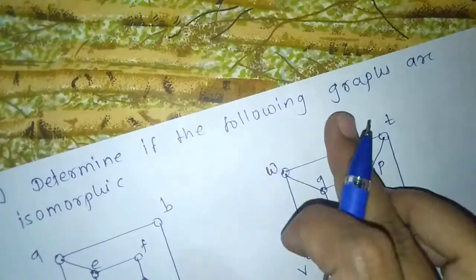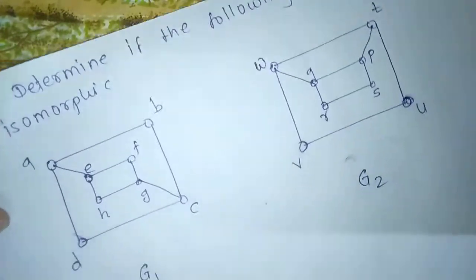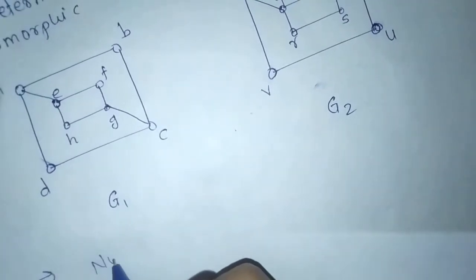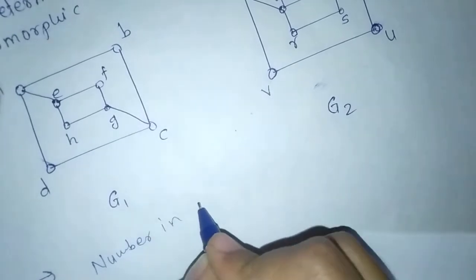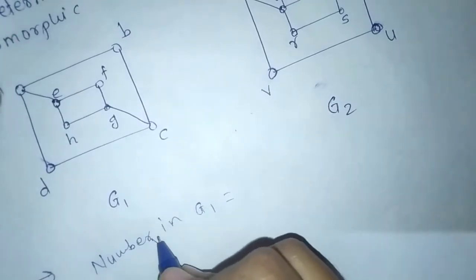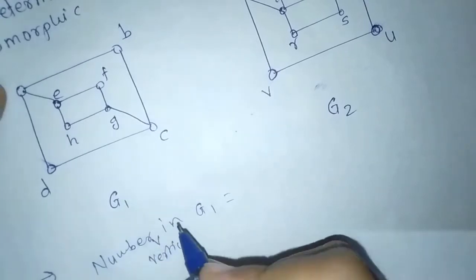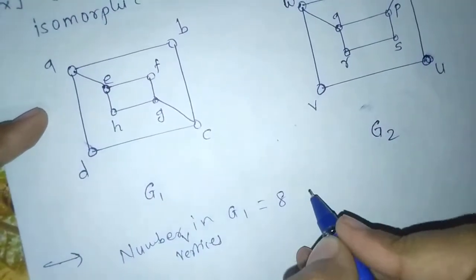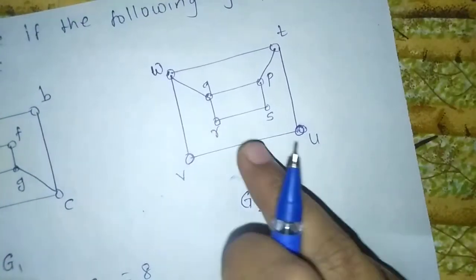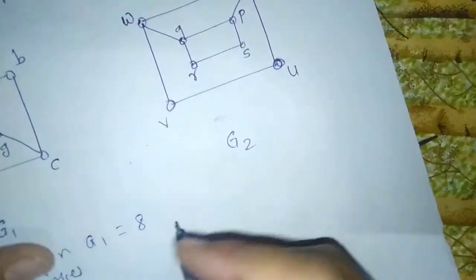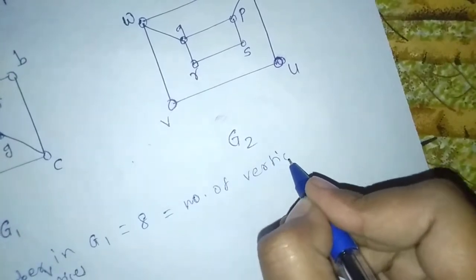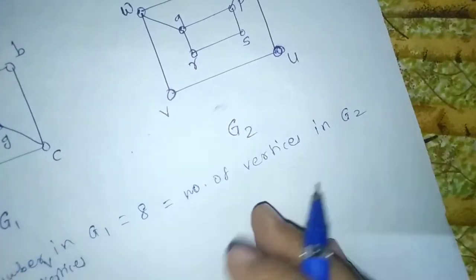Now next example, determine if the following graphs are isomorphic. G1 graph and G2 graph. First of all, number of vertices in G1 is equal to 1, 2, 3, 4, 5, 6, 7, 8. Also, number of vertices in G2 is 1, 2, 3, 4, 5, 6, 7, 8, equal to number of vertices in G1.